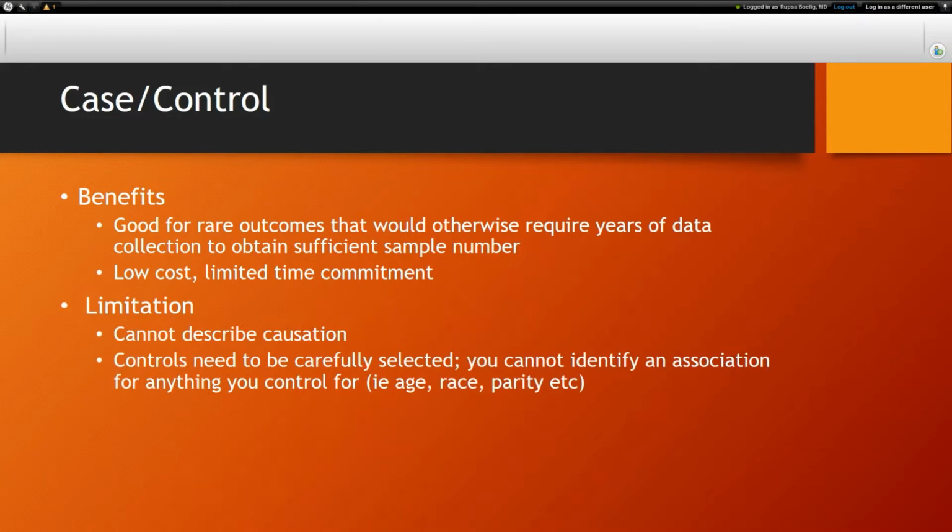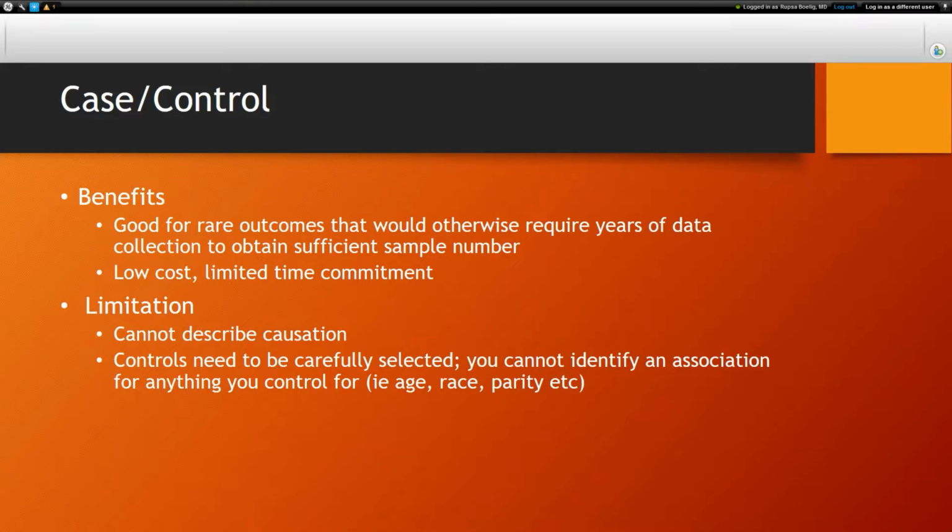The main limitation, there's a few things that are limited. So one is you can't describe causation, right? Because you're, again, just defining an association. By definition, it's a retrospective study because you've started off with an outcome, so you're looking back from that outcome. And the biggest thing to keep in mind with a case control study is how you select your controls.